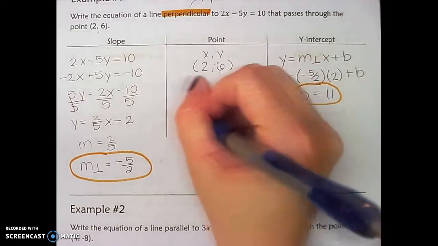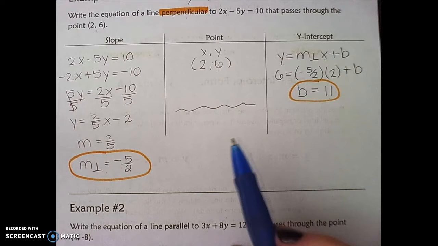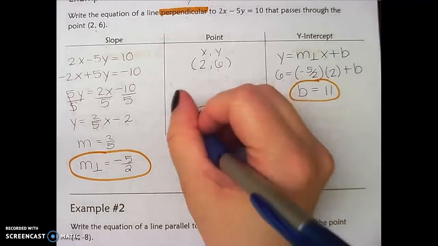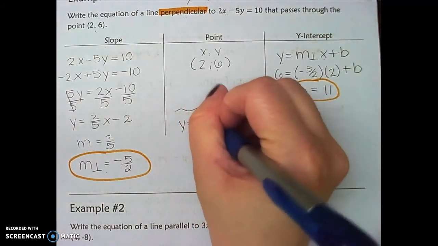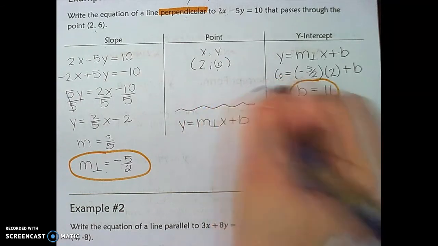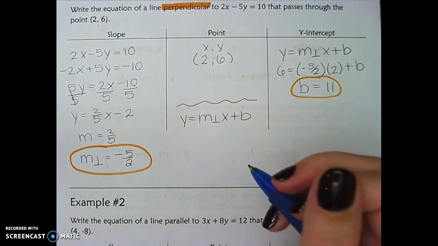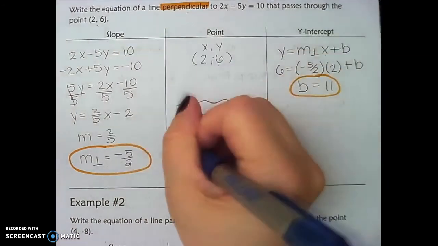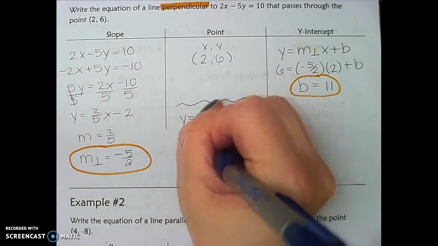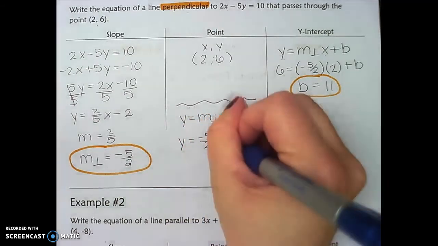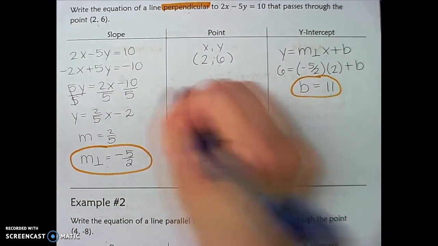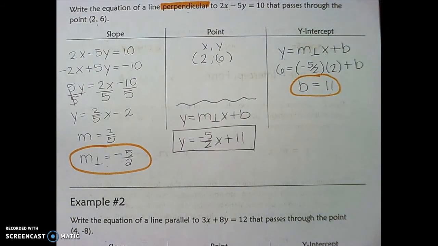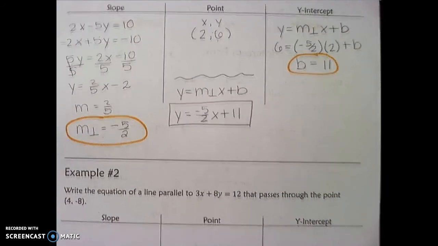So I'm going to do that here in the middle column. I'm just going to kind of divide that. I'm going to write my equation again, y equals perpendicular slope x plus b, just so it's really easy to see what I need to substitute. I'm only substituting these two pieces of information. So I'll have y equals negative 5 halves x plus 11, and I'm going to box that in as my final answer.